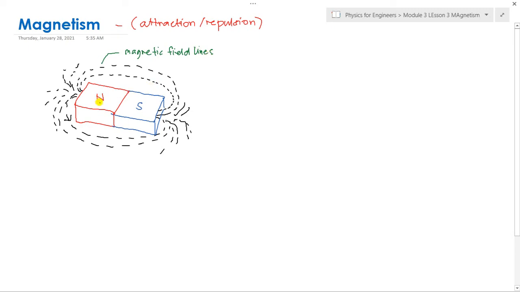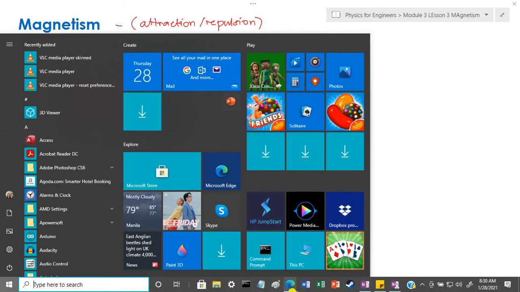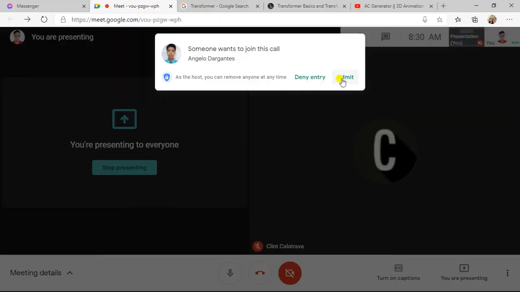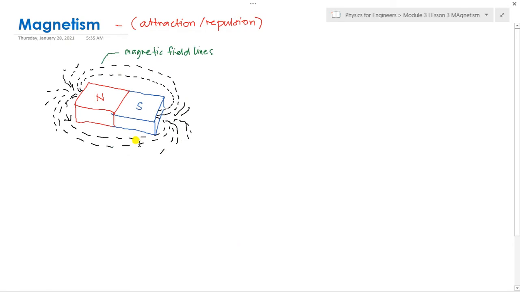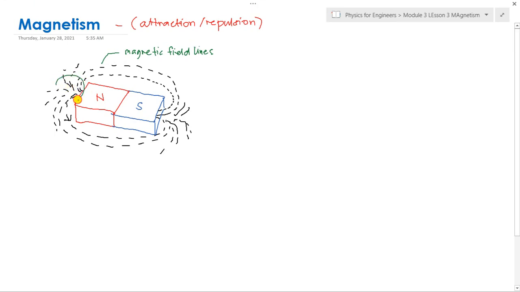In our magnet, where is the strongest magnetic field, based on this figure? Is it at the side of the magnet? At the poles. Right at the poles. Okay, right at the poles, correct. So these are the areas where the magnetic fields are strong. These are areas of strong magnetic field.